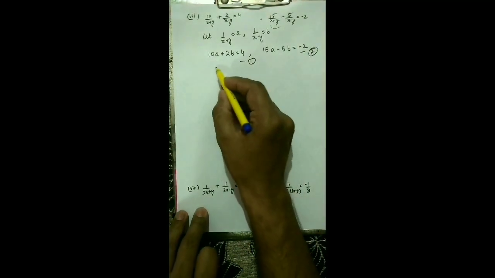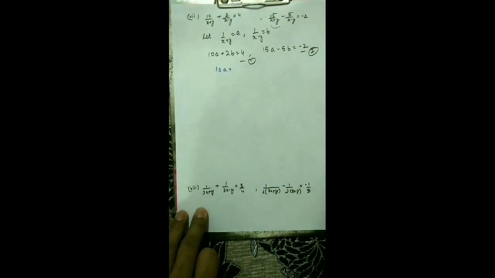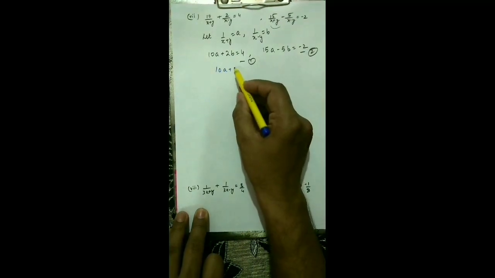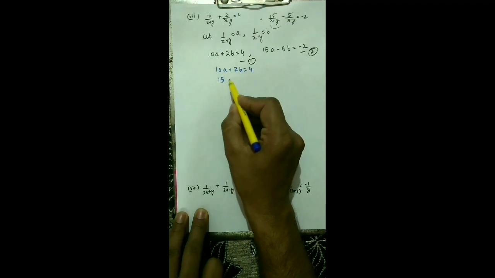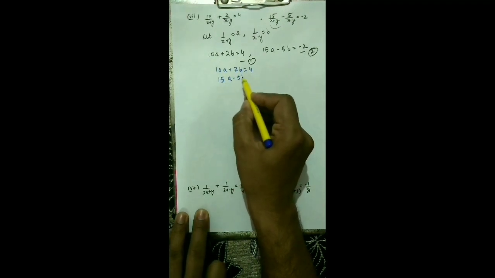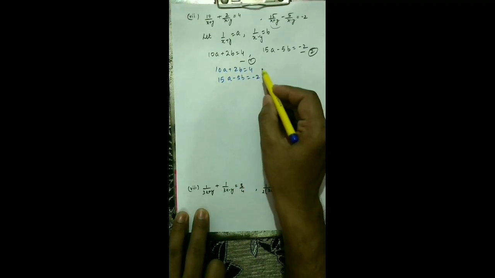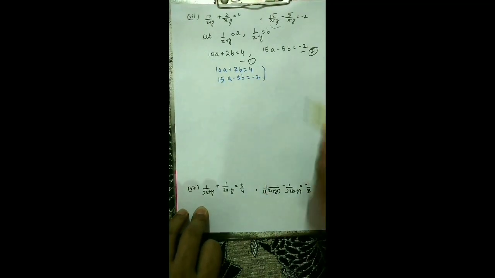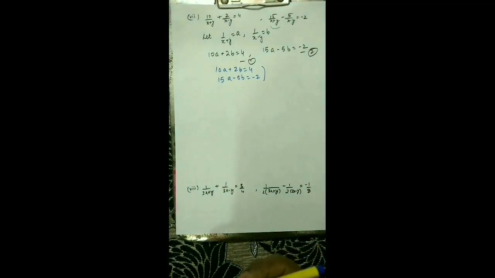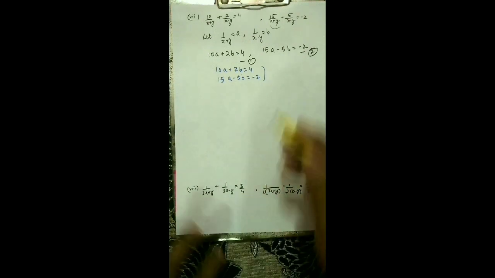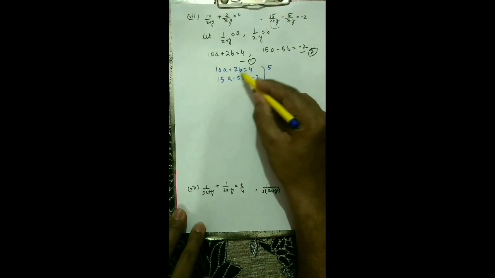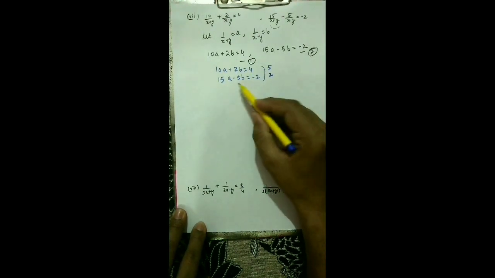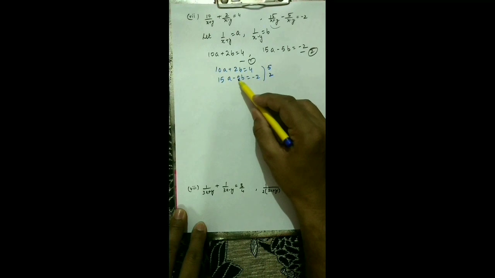So I can write them as 10a plus 2b equal to 4, and this I can write as 15a minus 5b equal to minus 2. If I want to decide which variable to eliminate, I would go for b. I want to eliminate b. So for this I have to multiply this equation by 5 so that it becomes 10b, and multiply this by 2 so that it becomes 10b.